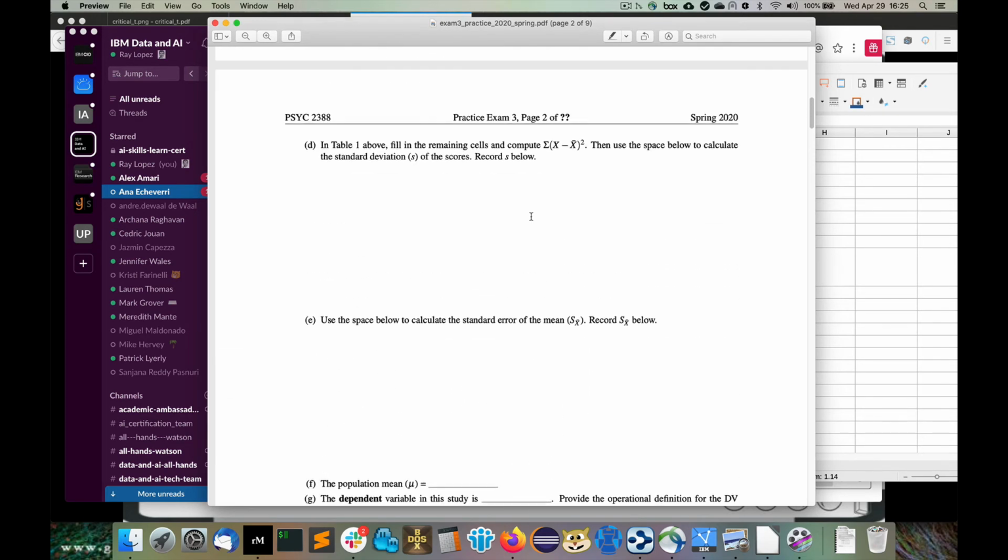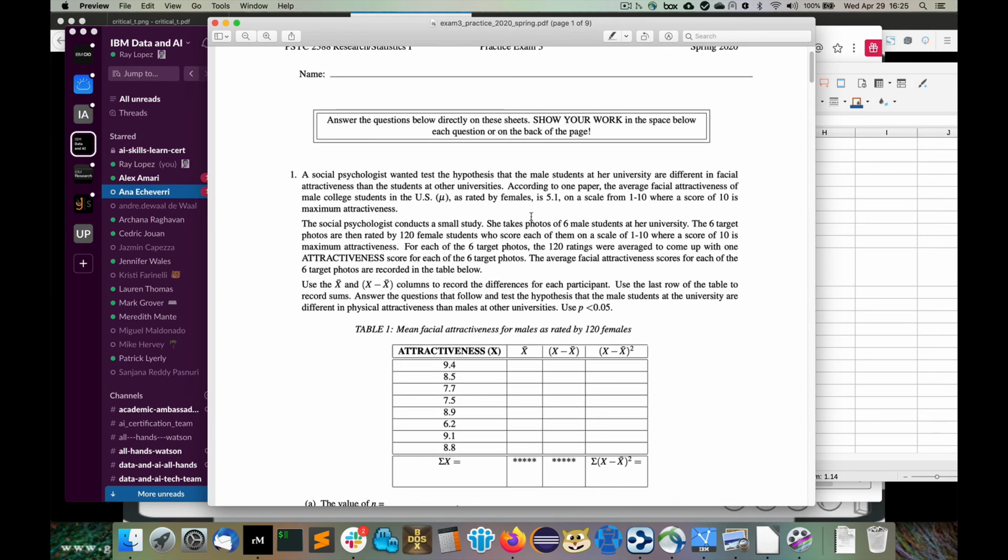The way you determine that is by the language that's used to describe what the scientist is testing. So the social psychologist wanted to test the hypothesis that the male students at her university are different in facial attractiveness than students at other universities. And then in the last sentence here, we also have answer the questions that follow and test the hypothesis that male students at the university are different in physical attractiveness than males at other universities. Since we're only looking for a difference, in other words, the students could be uglier or the students could be hotter. It could go either way. Since we're looking just for a difference, it is a two-tailed hypothesis. Okay, it is a two-tailed hypothesis.